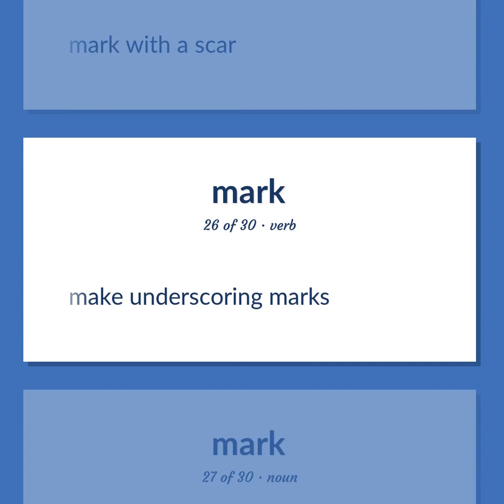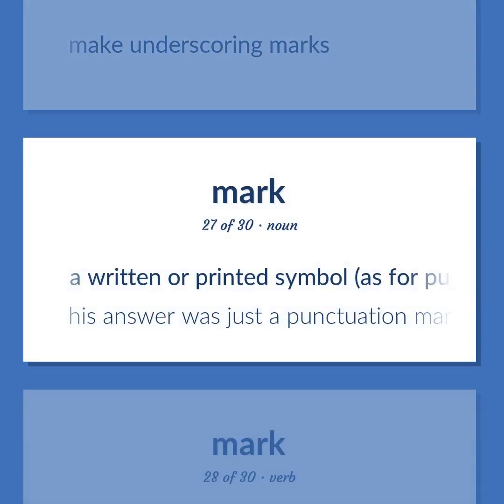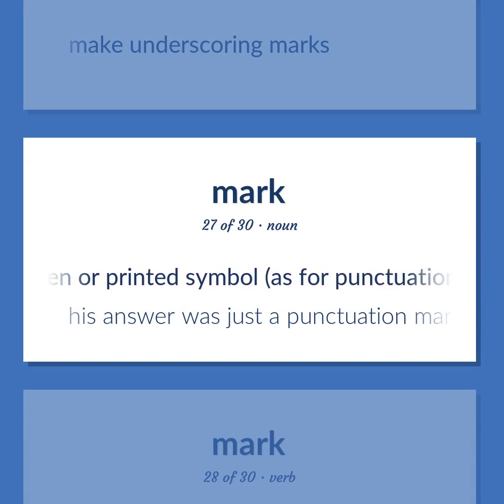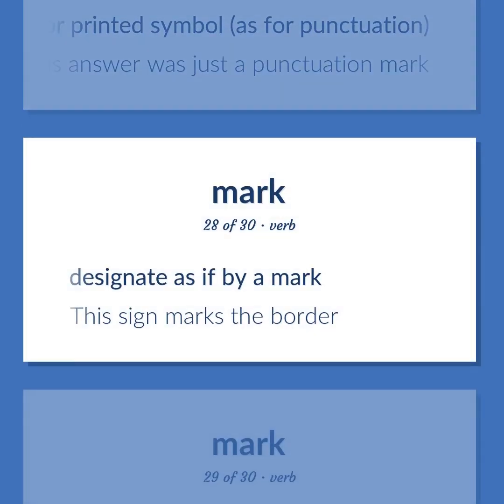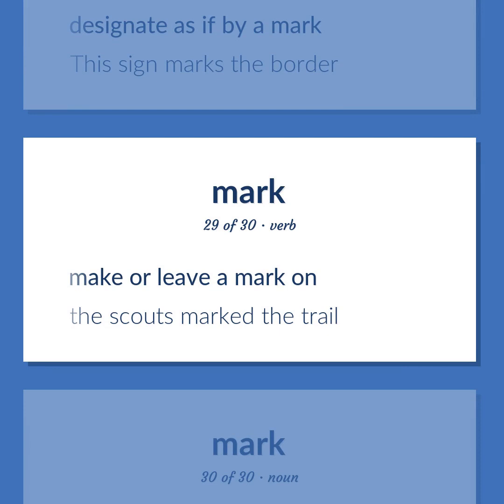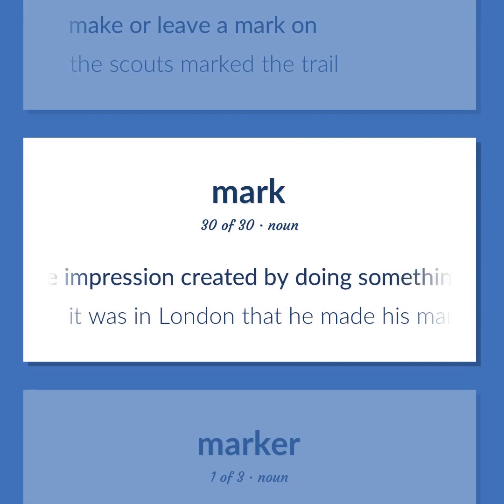Make underscoring marks. A written or printed symbol, as for punctuation. His answer was just a punctuation mark. Designate as if by a mark. This sign marks the border. Make or leave a mark on. The scouts marked the trail. The impression created by doing something unusual or extraordinary that people notice and remember. It was in London that he made his mark.